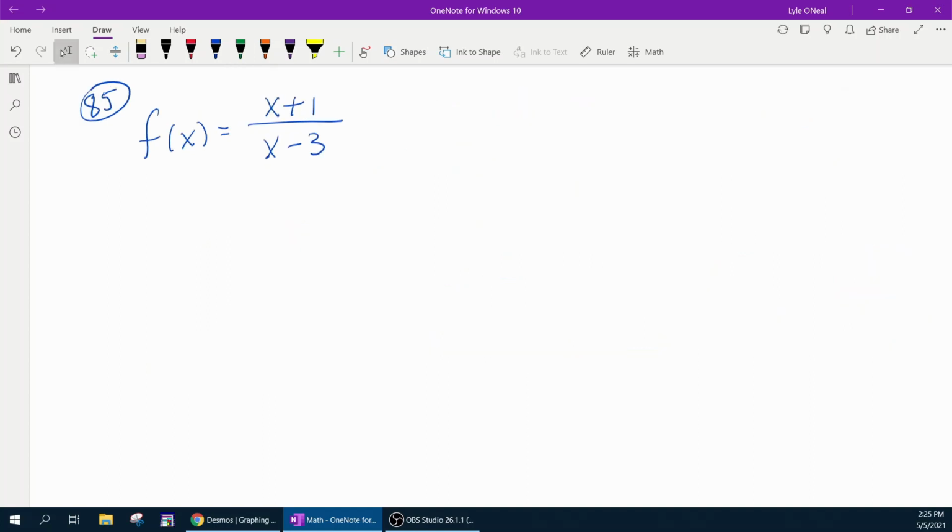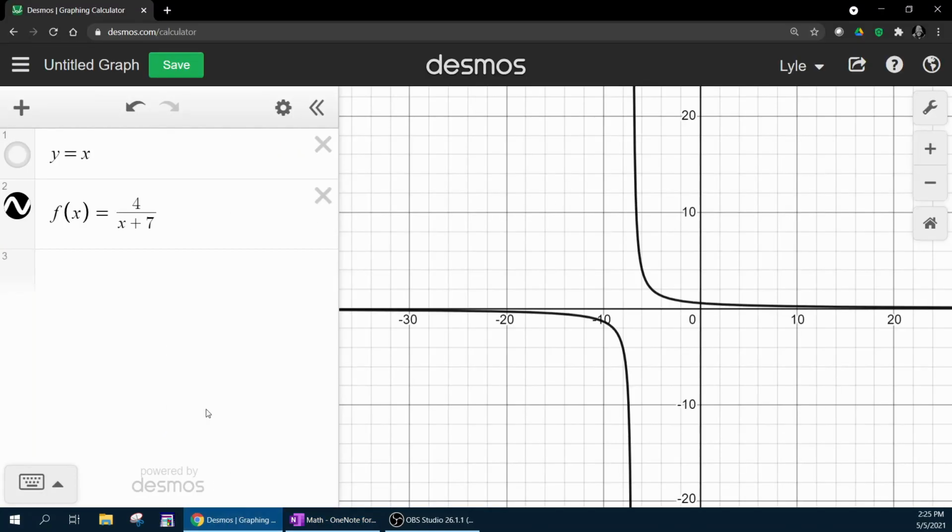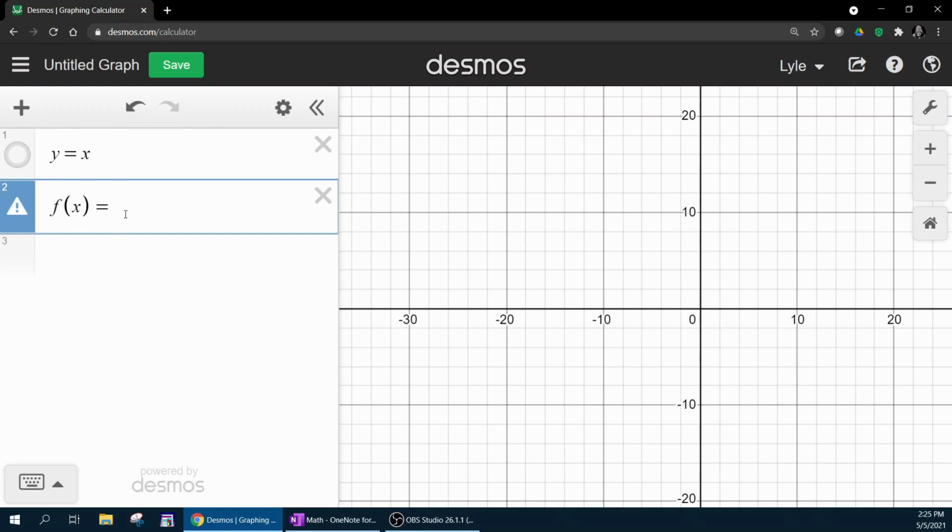And the last example we're going to look at for finding the inverse of a function is number 85. Here we have a rational function. They do want me to verify that this function is 1-to-1, so we're going to go to Desmos, and we're going to input our function f of x equals, in the numerator, x plus 1, and in the denominator, x minus 3.